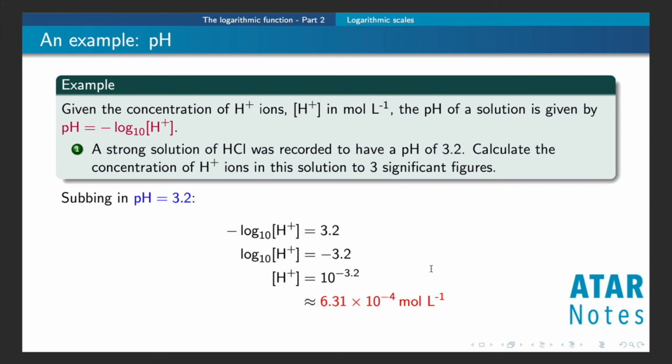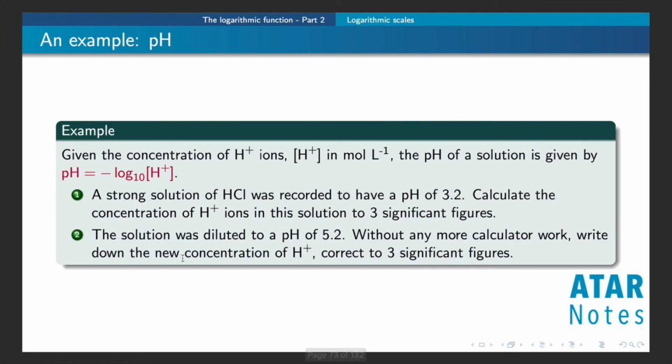So that's basically the last section all over again, but what's of more particular interest is the second part. We say that now the solution was diluted to a pH of 5.2, meaning that although the original pH was 3.2, the new value is 5.2, and the question is, without any more calculator work, write down the new concentration of H+, i.e. what this value now is.